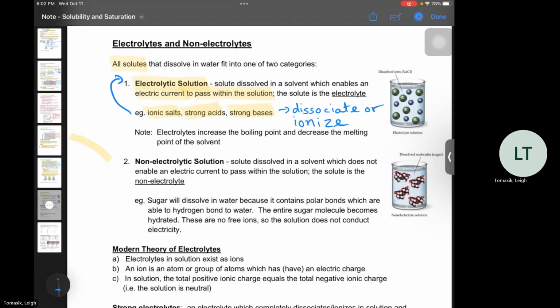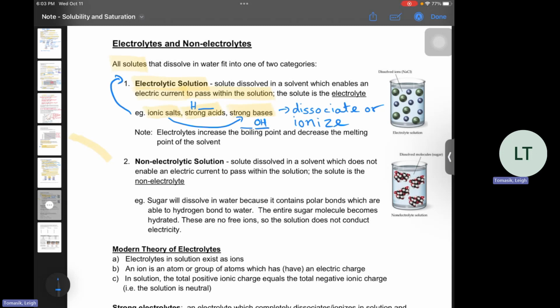All of our strong bases are just ionic compounds anyway, right? Strong bases are a type of ionic salt, ionic salts that end in OH. Strong acids ionize in the same way. They break up into H plus ions and OH minus ions. So a strong acid would be H and something, and strong bases would be something and OH.